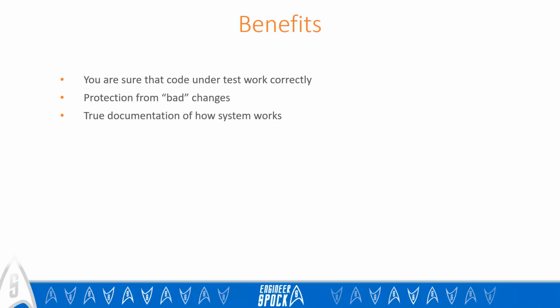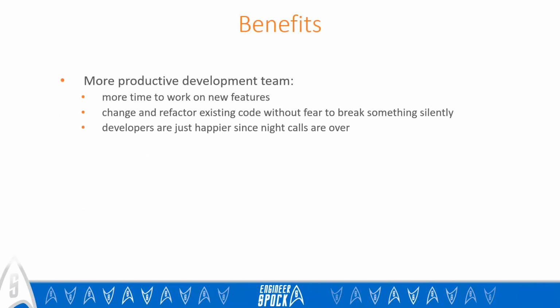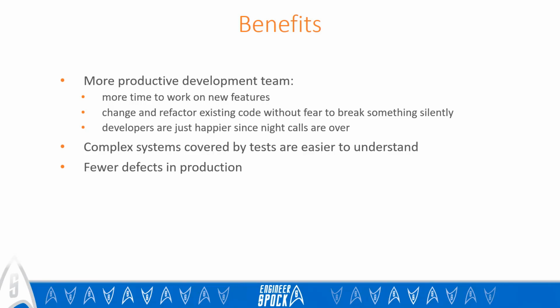We now have the documentation which describes the expected correct behavior from the system. As a result, the development team is more productive. Developers have more time to work on new features rather than fixing bugs. It allows us to change and refactor existing code without fear of breaking something silently. Developers are just happier since night calls are over. Complex systems covered by tests are easier to understand. Fewer defects in production. Reduced business costs.